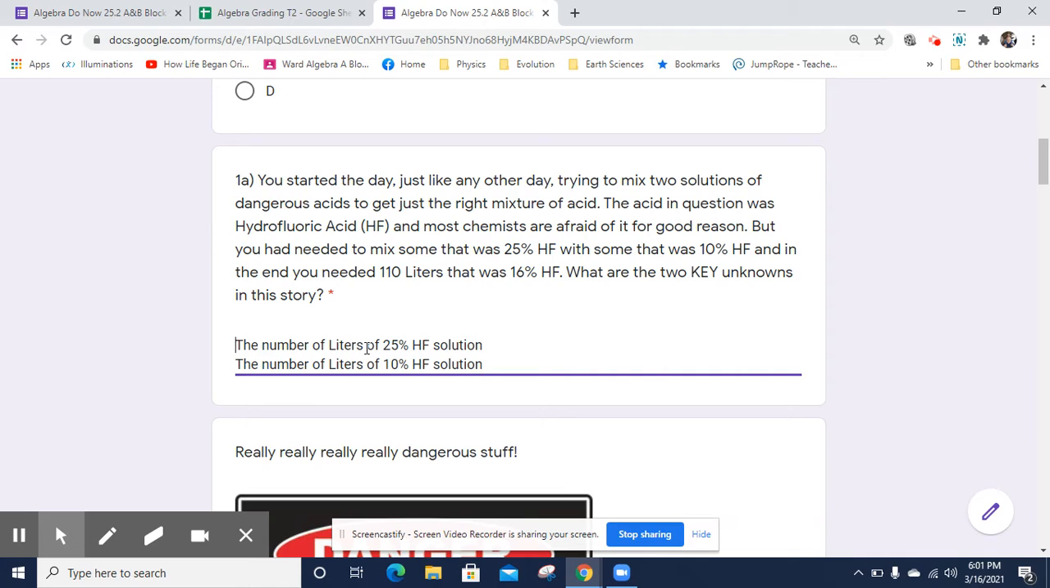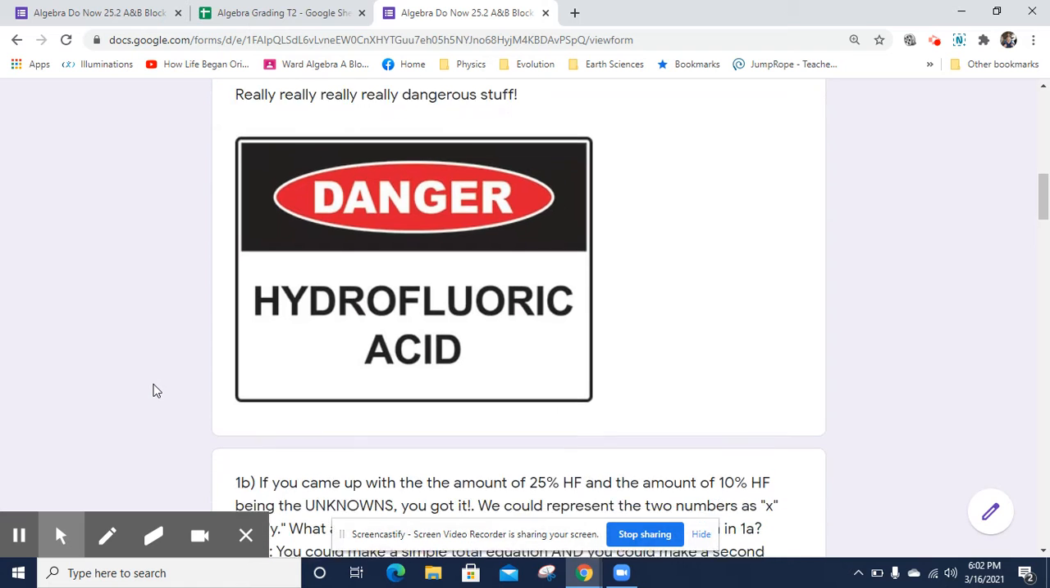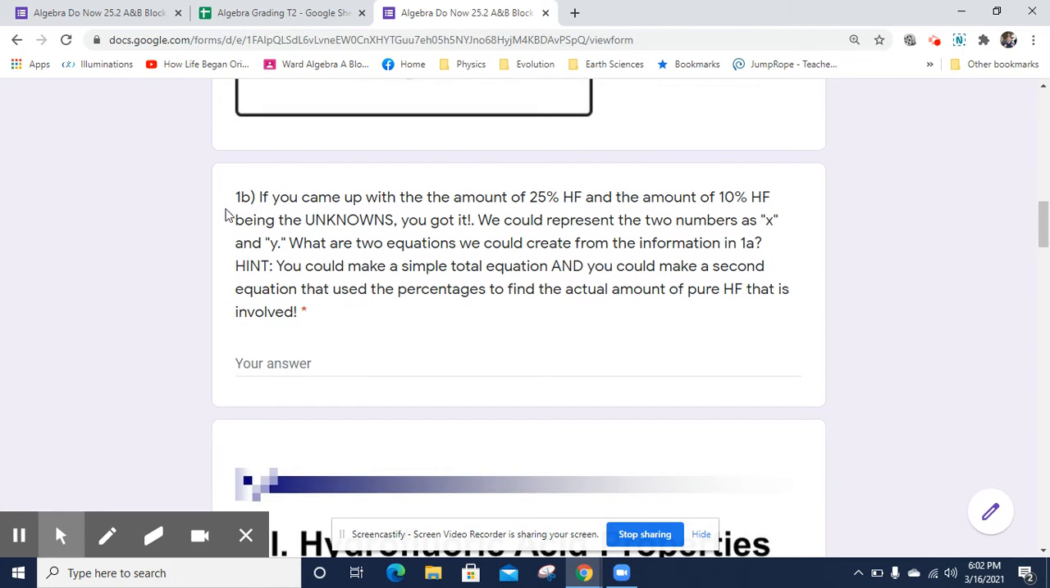And we'll just call the first one X. Doesn't matter which one gets called X, which one gets called Y, as long as you stick with that through your whole story. So there you go. X number of liters of 25% hydrofluoric acid solution and Y number of liters of 10% hydrofluoric acid solution. Okay, yeah, don't mess with this stuff. Really nasty. All right, so now, if you came up with the amount of 25% hydrofluoric acid and the amount of 10% hydrofluoric acid, you got it.